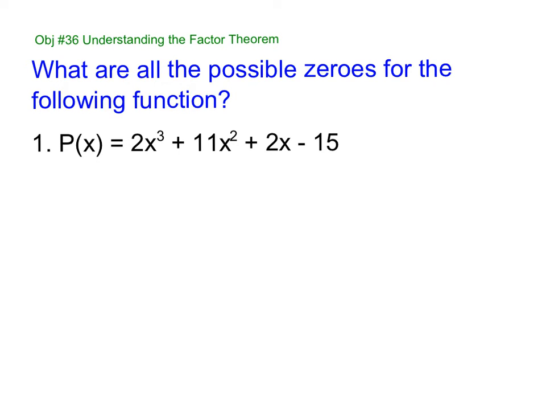All right. What are all possible zeros for the following? So notice it's not actually asking you to find anything. It's just what are the possible zeros. So this would be plus or minus 1, plus or minus 3, plus or minus 5, plus or minus 15, plus or minus a half, plus or minus 3 over 2, plus or minus 5 over 2, and plus or minus 15 over 2.